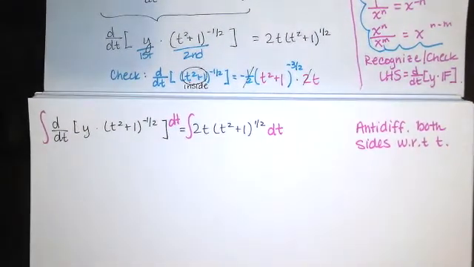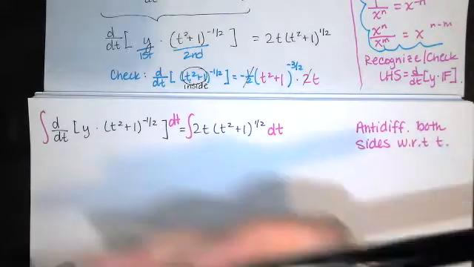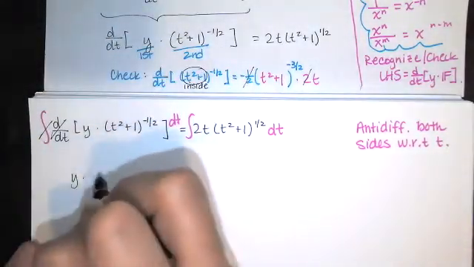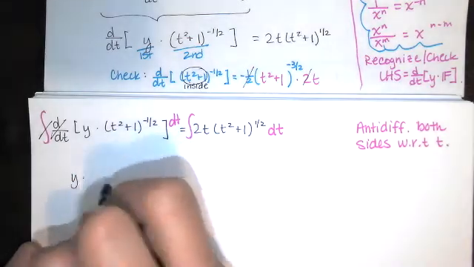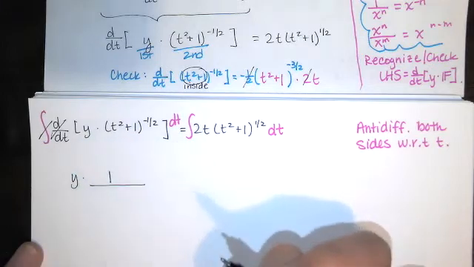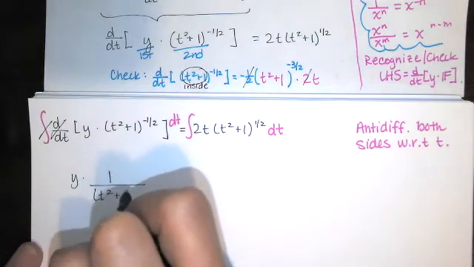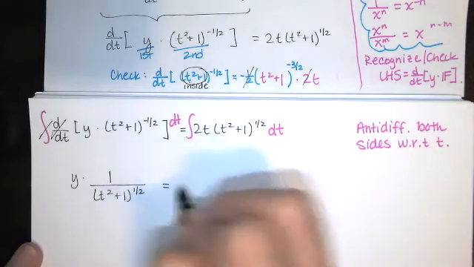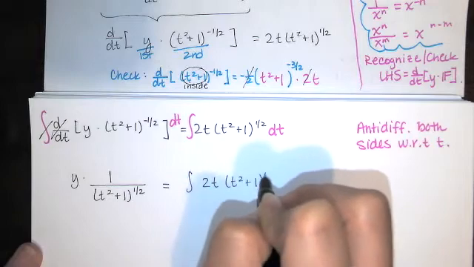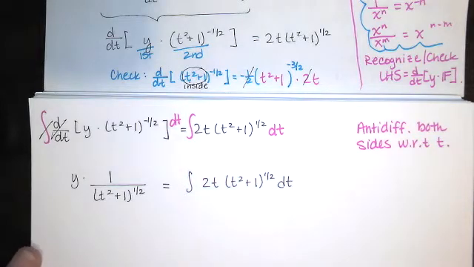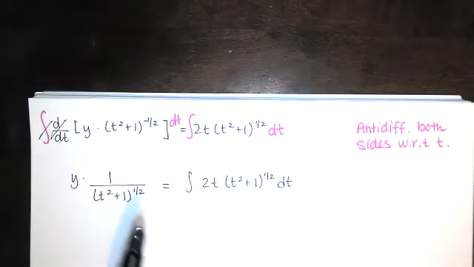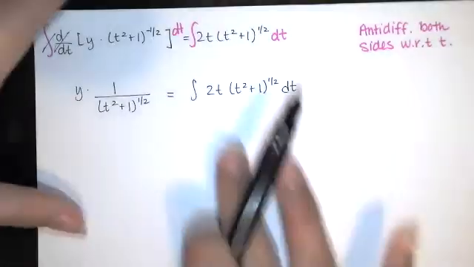Because the antiderivative of the derivative is the original function, we just end up with y times t squared plus 1 to the negative 1/2, which I'm going to write now as 1 over t squared plus 1 to the positive 1/2. And that equals this antiderivative over here, this function of t. So we've done that. Now let's finish this side.